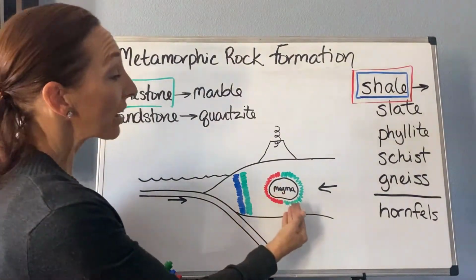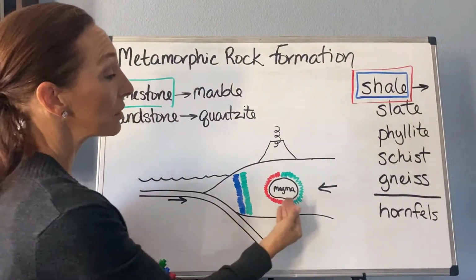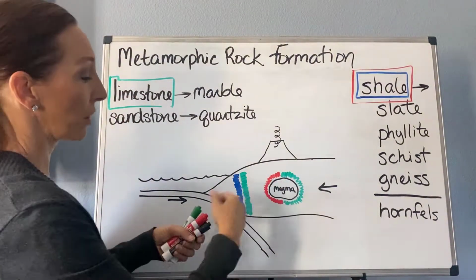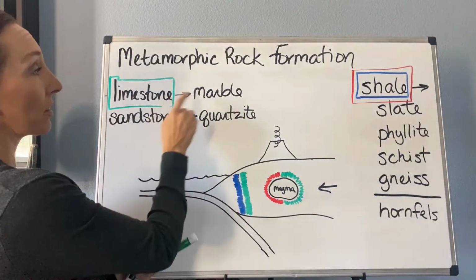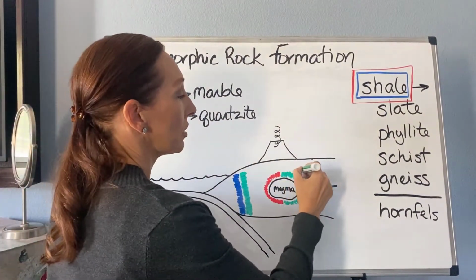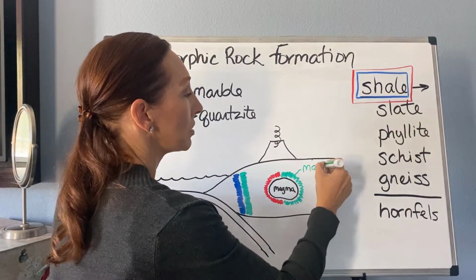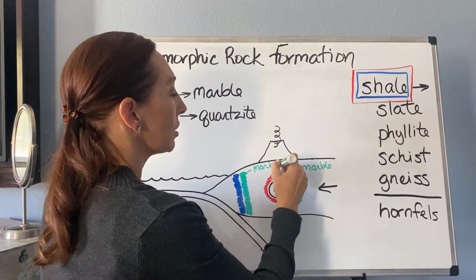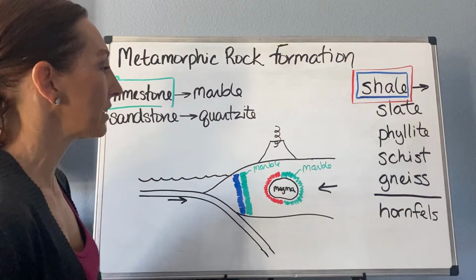Okay, so you're actually going to form marble in both of these settings. And that's just because you've applied pressure and temperature, and we know that limestone converts to marble. So here we have marble that forms, and here we have marble that forms. So pretty straightforward, nothing too crazy there.